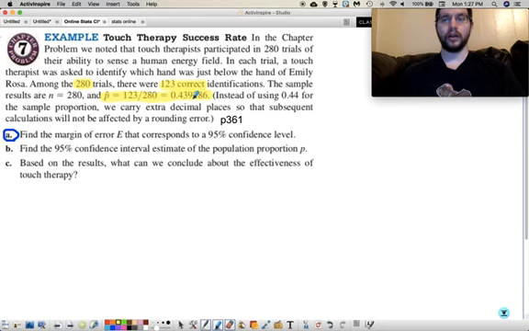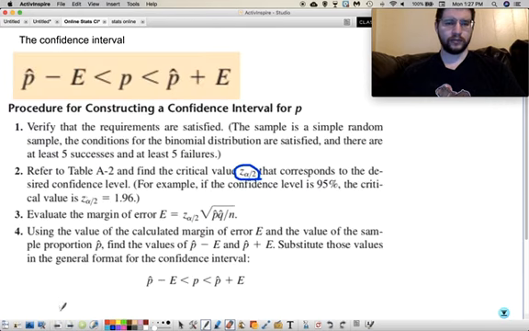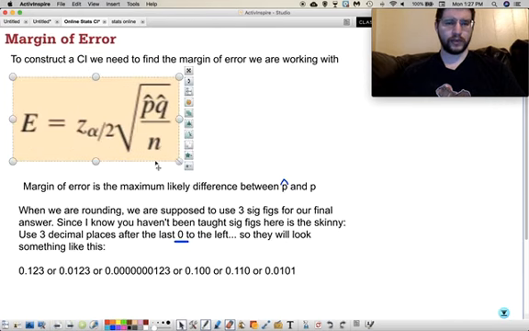But again, we want a confidence interval. So we need to find the margin of error that corresponds to a 95% confidence level. Okay, so part A, E equals, let's grab our formula right here.